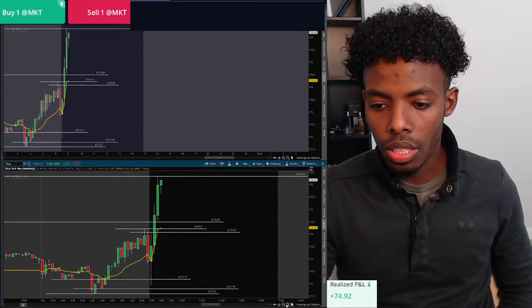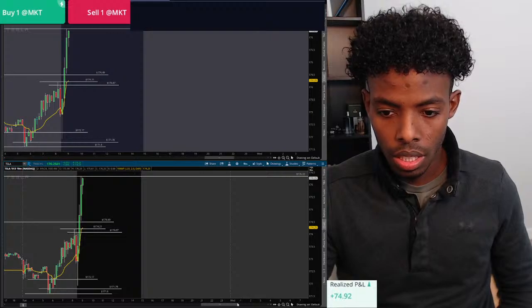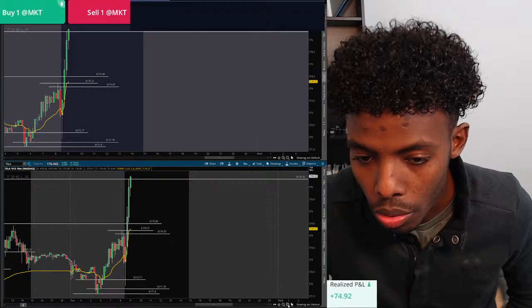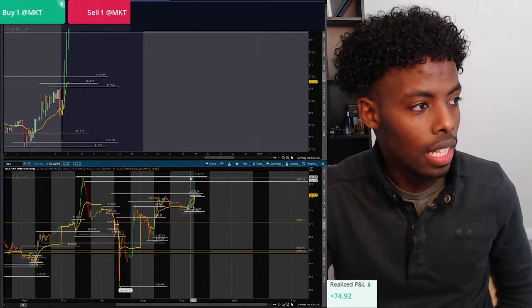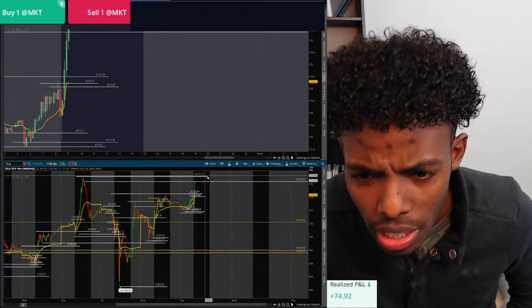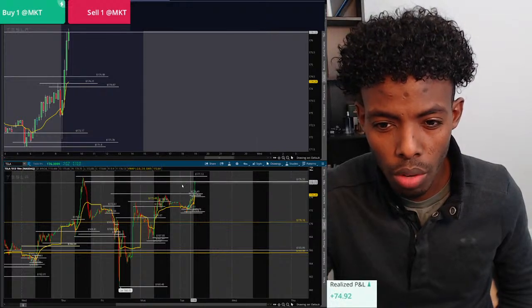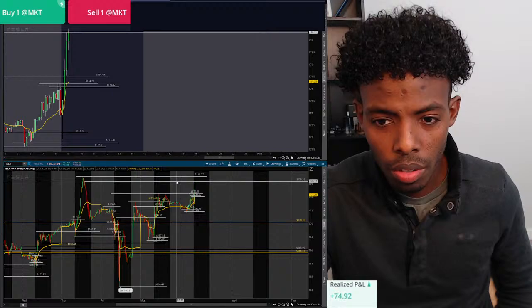Let's see how close it is. Oh, wow. We are in the zone right now. We are cracking it. I don't know if you guys see it, but we're going to it. 177.12 is going to be where we're going to be placing our put.